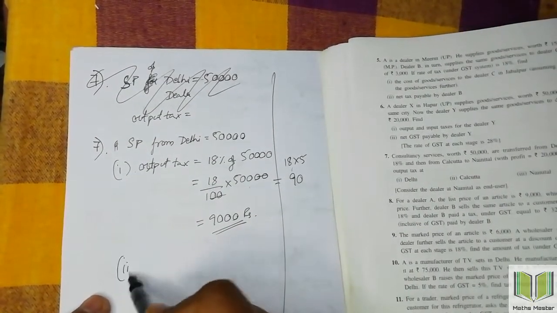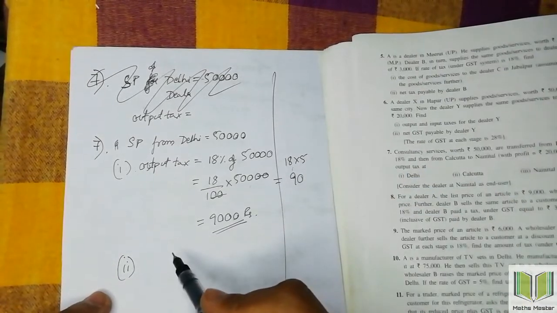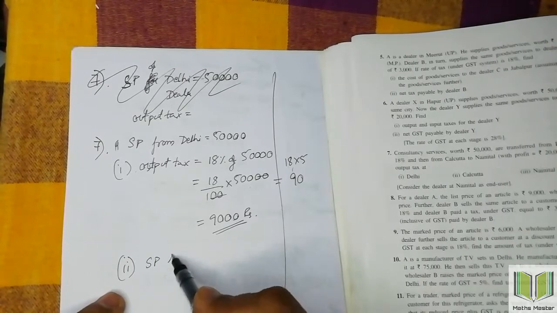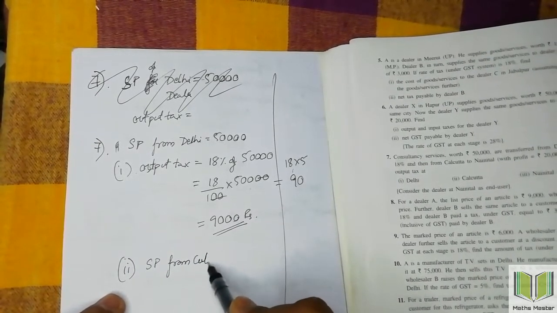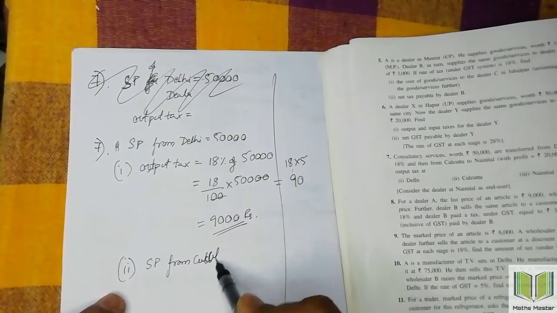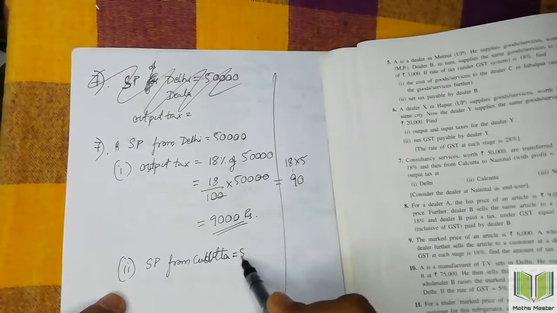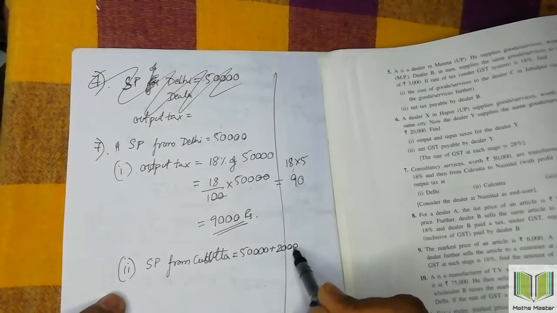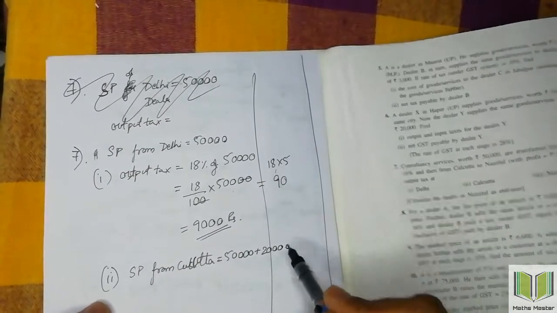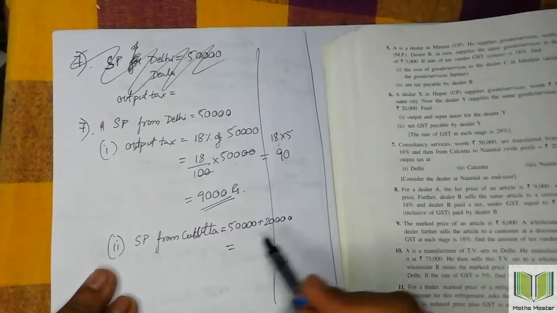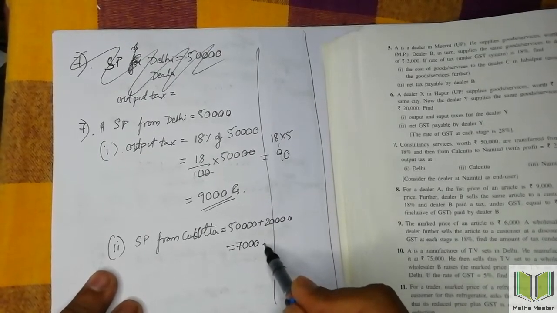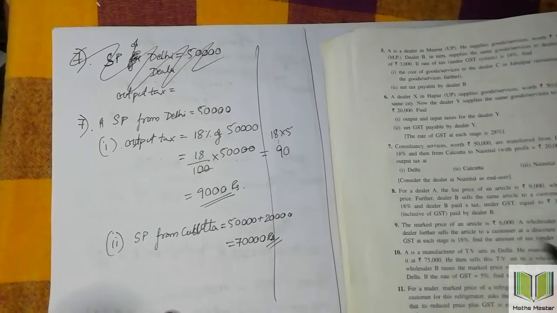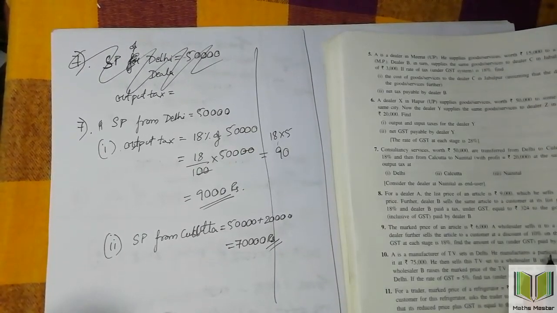The second part is output tax paid by Calcutta. So selling price from Calcutta will be equal to 50,000 plus 20,000. Sorry for my handwriting. I'm looking at the mobile display and I'm writing, so yeah, it may go a little wild. Okay, 70,000 rupees. So selling price from Calcutta is equal to 70,000 rupees because there is a profit of 20,000 rupees which he makes.